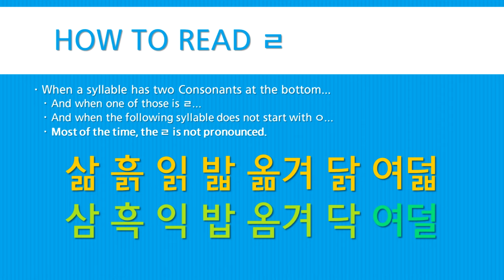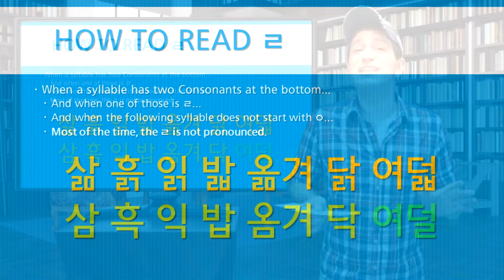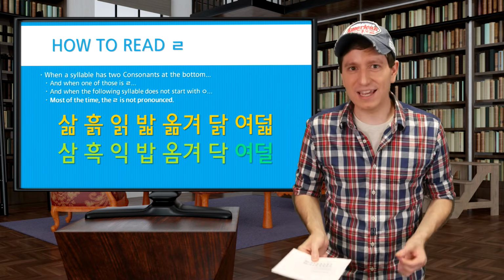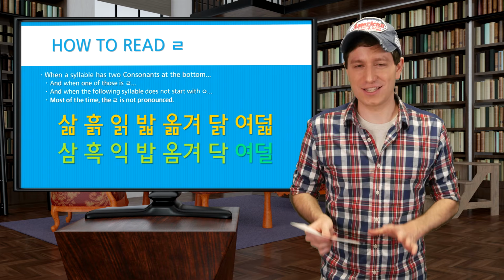삶. It's not pronounced with the L sound, it's pronounced without it. 흙, 읽, 밟, 옮겨. Notice that the L sound is dropped. 닭. And finally, this is a common exception. And for this one, you actually read that L or R letter. 여덟. But in the majority of cases, that letter will go away whenever it's not followed by the empty consonant. So keep that in mind.